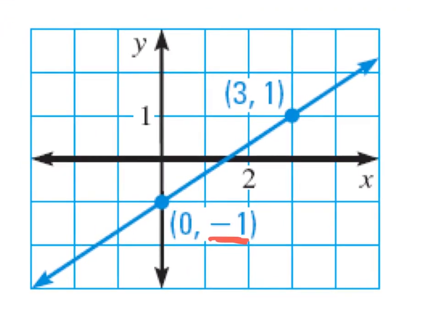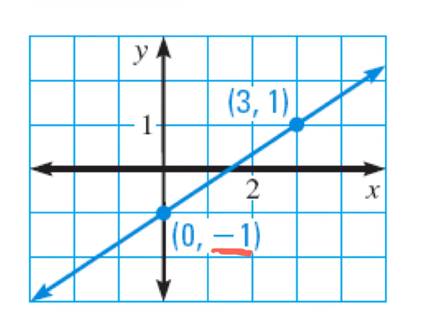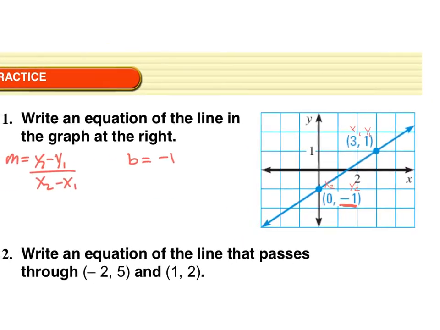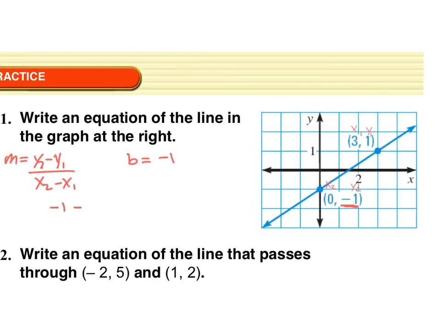Sure. Talk to me about which one's x1, y1 and which one's x2, y2. It doesn't really matter, but I'll choose the top as 1 and the bottom as 2. You're going to do -1 minus 1 over 0 minus 3, and then -2 over -3, and that's 2/3. Perfect. So we've got our slope.